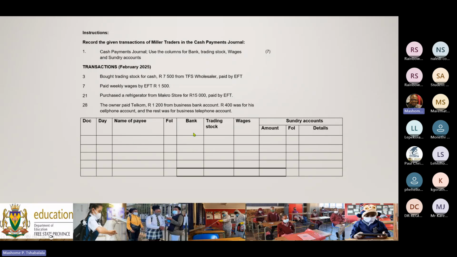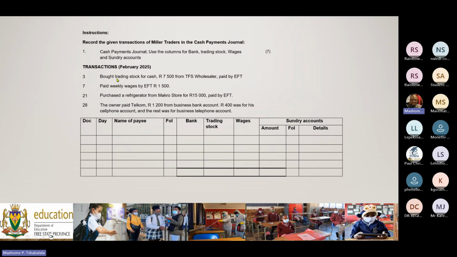Now from bank account up to amount, learners, please, we are writing the amount in figures here. We are writing the amount of money in figures. If it is 10,000, it will be 10,000. If it is 12,000, you'll write 12,000. Please make sure that you understand the format before you can move to the recording of transactions.